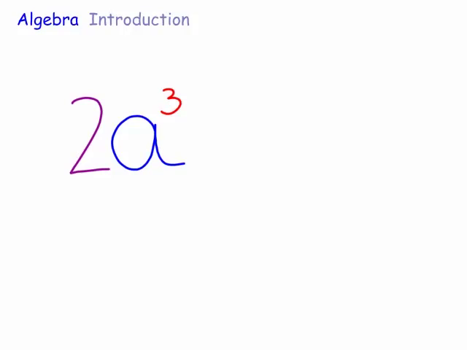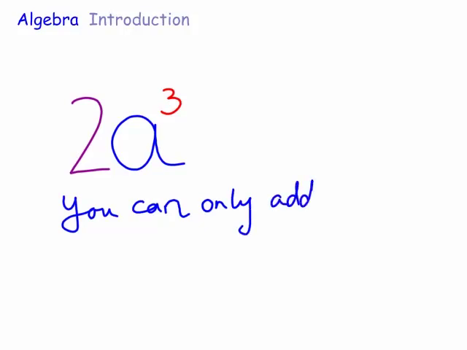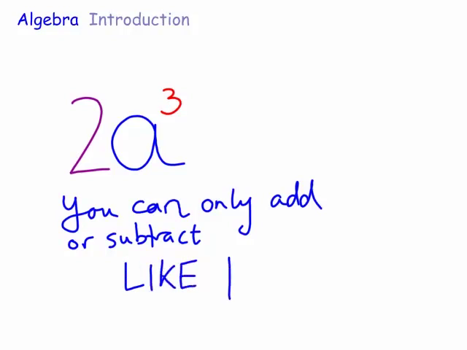So before I can actually add, or subtract for that matter in algebra, I need what's called like terms. So let's actually just write that down: you can only add or subtract like terms. So that's the first thing to realise. What is a like term?